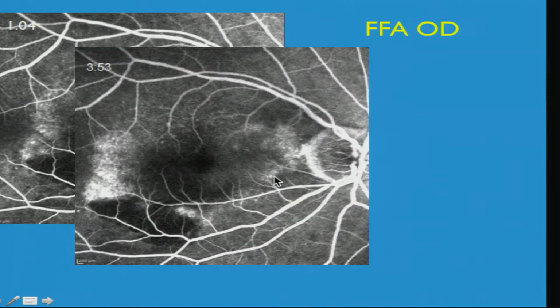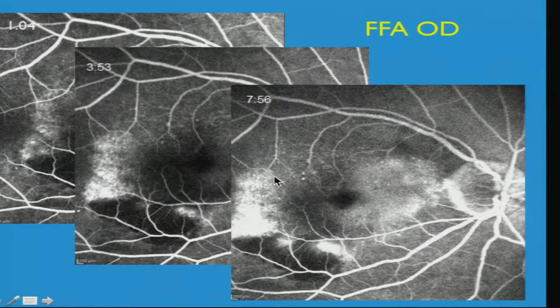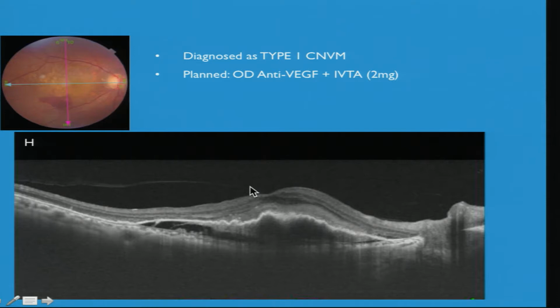We are not seeing much information from both the ICG and FFA. You can see this diffuse leakage, but this is pretty much a wet AMD. If you look at the OCT, it was very interesting, where we can see the presence of a shrum lesion, that is subretinal hyperreflective material, along with these corrugations of the OCT and the multi-layering under the PED.